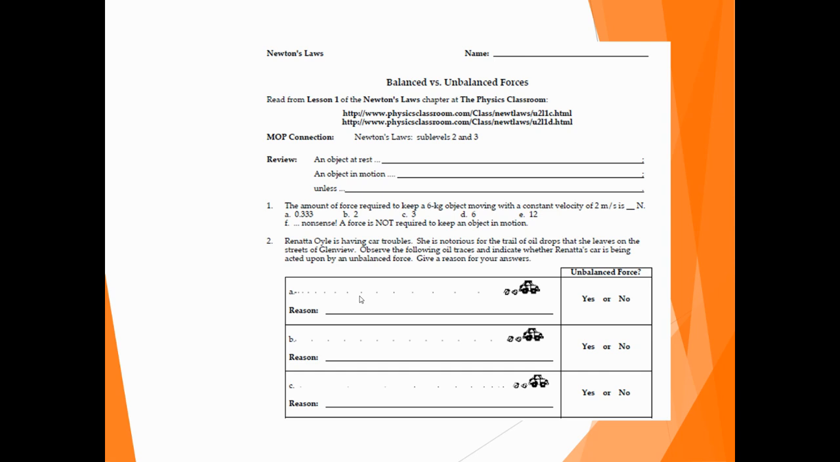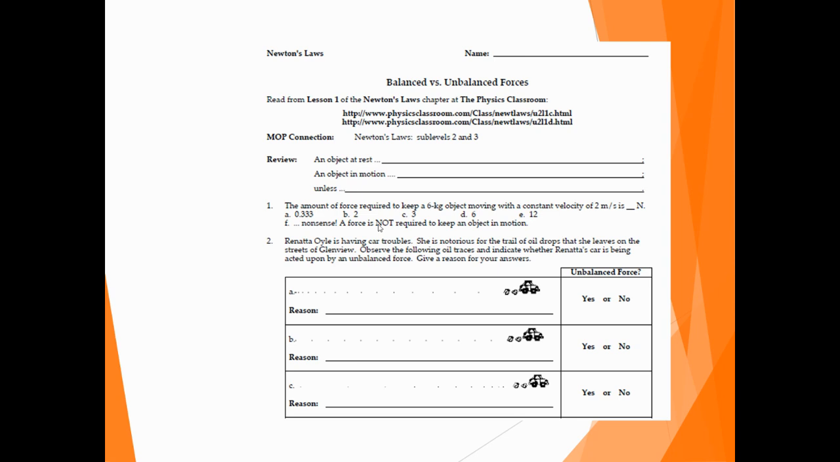So number 1, the amount of force required to keep a 6 kilogram object moving with a constant velocity of 2 meters per second is blank newtons. So it's actually letter F. A force is not required to keep an object in motion. If it's already in motion, it can stay in motion without any additional forces applied.